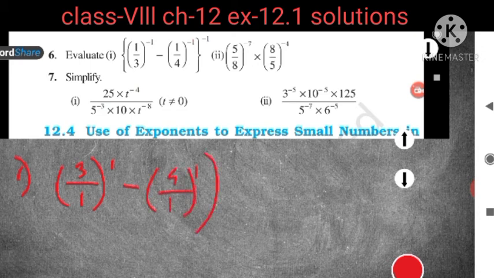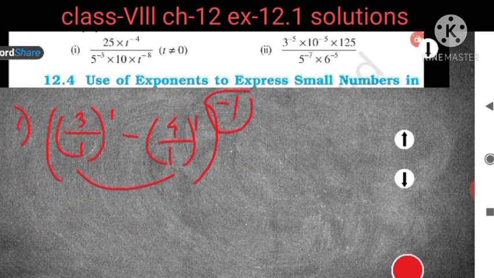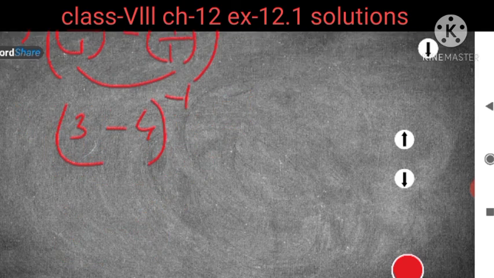And for this whole bracket, the power is again minus 1. First you will solve what is inside the bracket, and after that we will deal with this power minus 1. Now when you solve this, 3 to the power 1 is equal to 3 only, 4 to the power 1 is equal to 4 only, and upon 1 we can skip, isn't it? Now 3 minus 4 is equal to minus 1, because 4 is greater and 4 is negative, so the answer will also be negative.